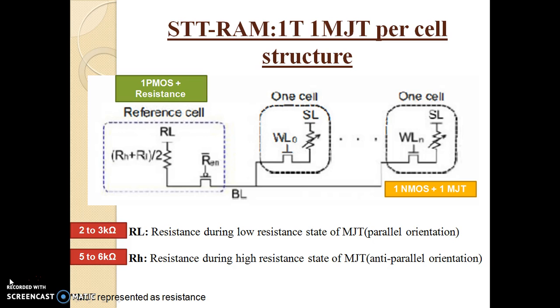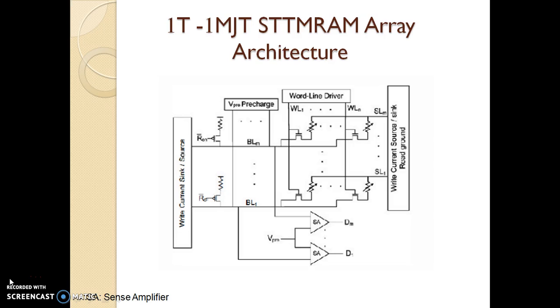During the read operation, the PMOS transistor in the reference cell is turned on so that the reference cell and the selected cell form a voltage divider through the bit line. A differential amplifier is implemented on the bit line to read the resistance value. RH and RL of the MTJs fall into the range of 5 to 6 kiloohms and 2 to 3 kiloohms, respectively. Figure shows an STT-RAM array consisting of 4 cells.